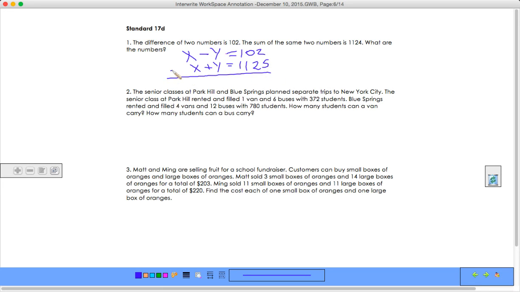Draw my line. This is set up for substitution, set up for elimination. My x and y are on the same side. And the negative 1y and positive 1y are going to cancel out. It's going to give me 0. So I don't even have to multiply to do this one. x plus x gives me 2x. And over here, I'm going to get 1226.